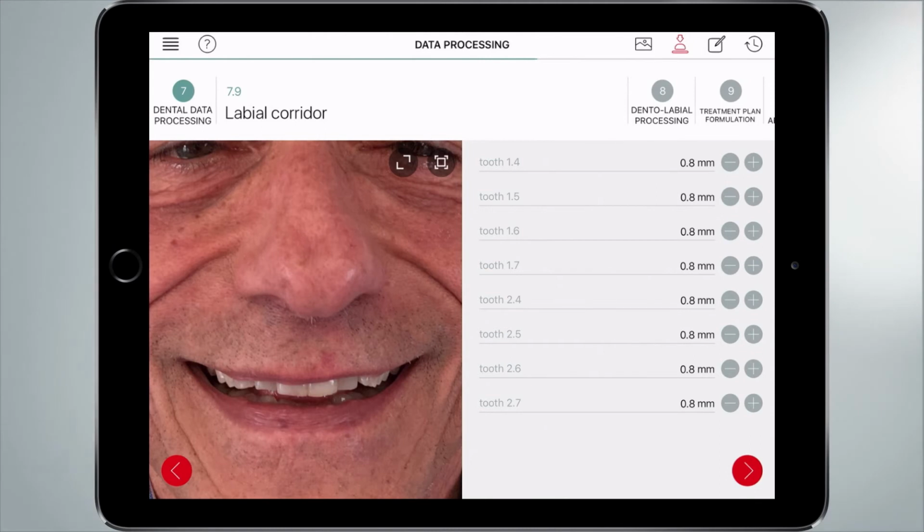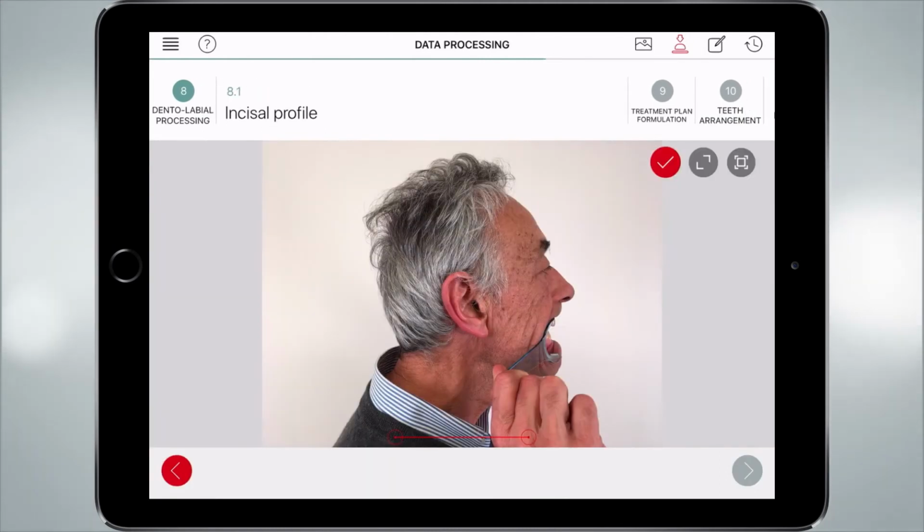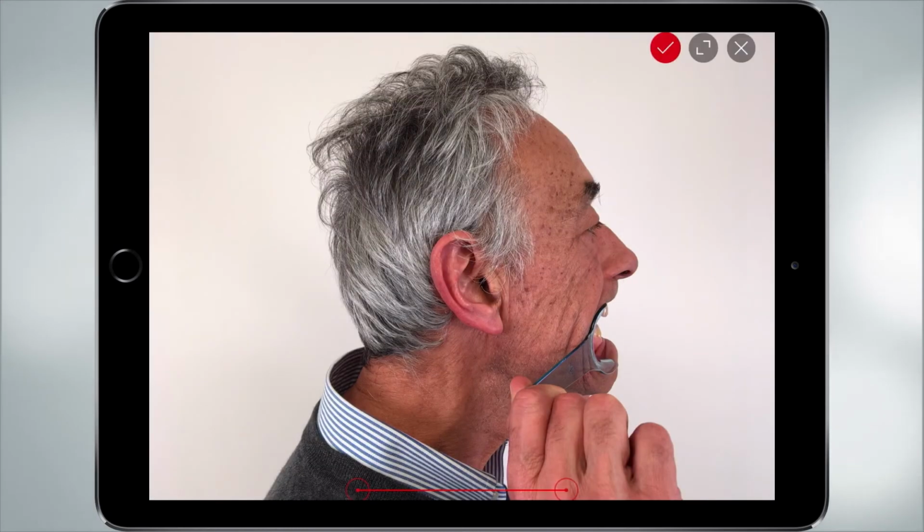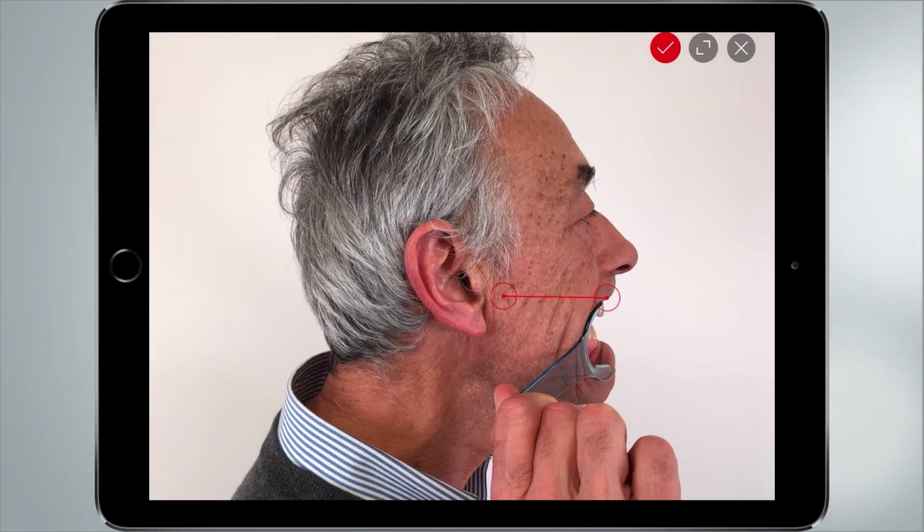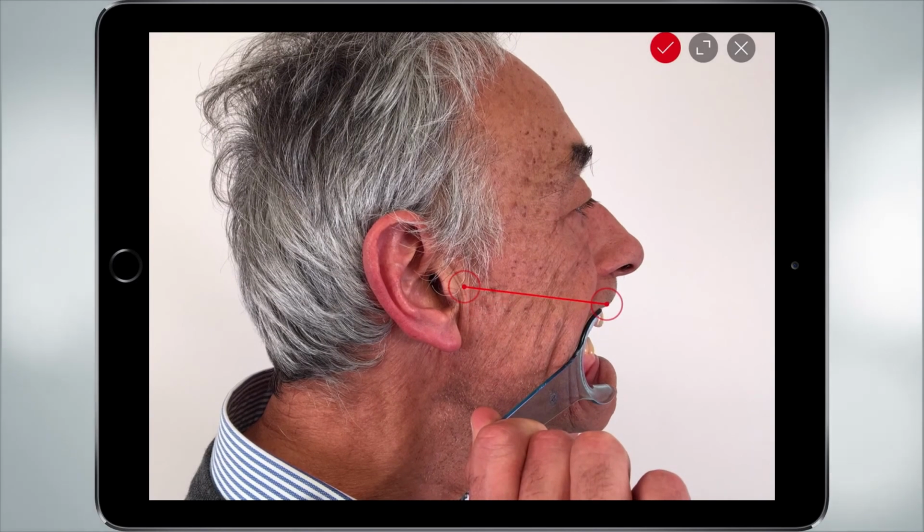We push again the red arrow on the right bottom, and now we try to check the incisor profile of the patient. How can we do it? First of all, enlarge the image. Secondly, you see the red line over here, we put it over and enlarge again, tragus and base of the nose.